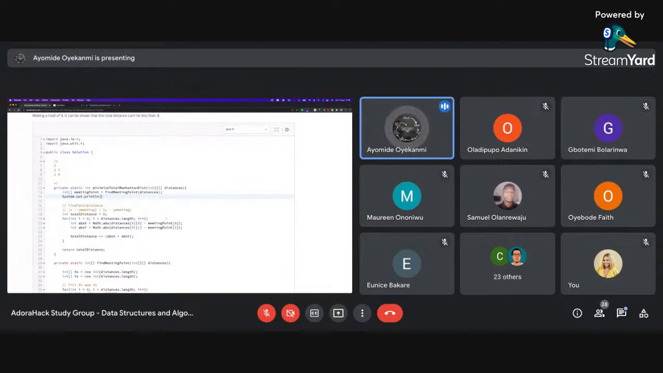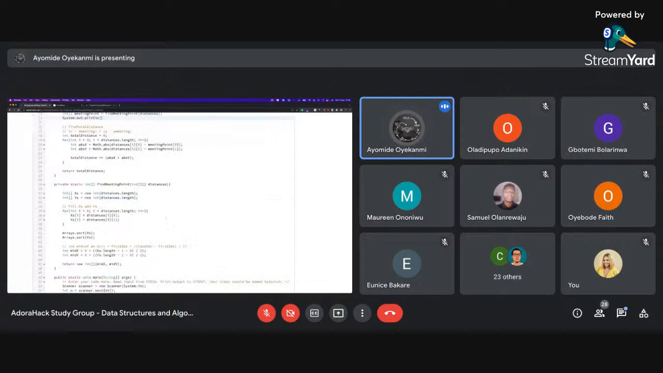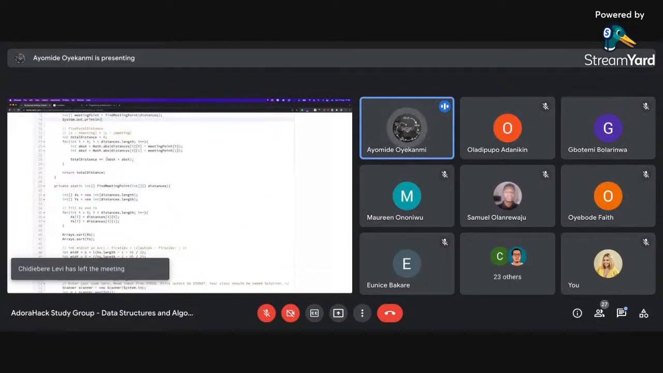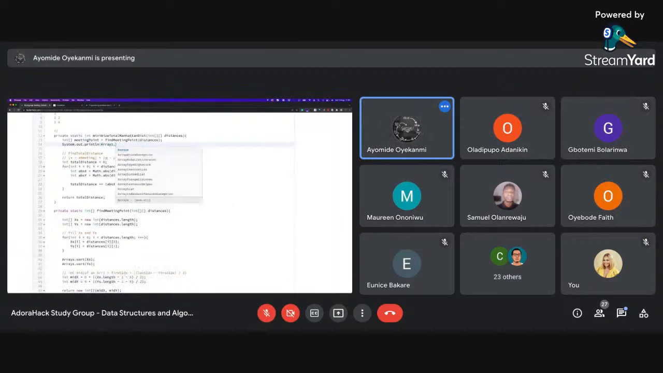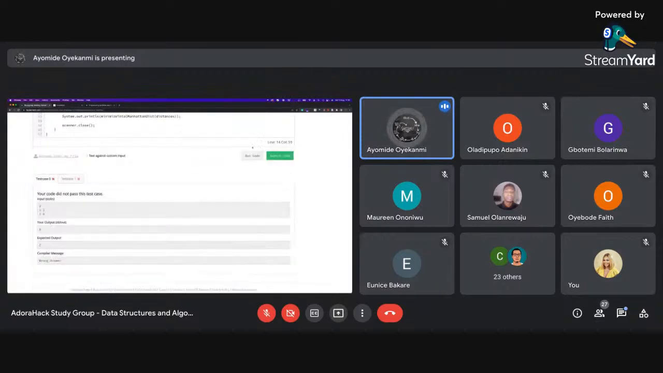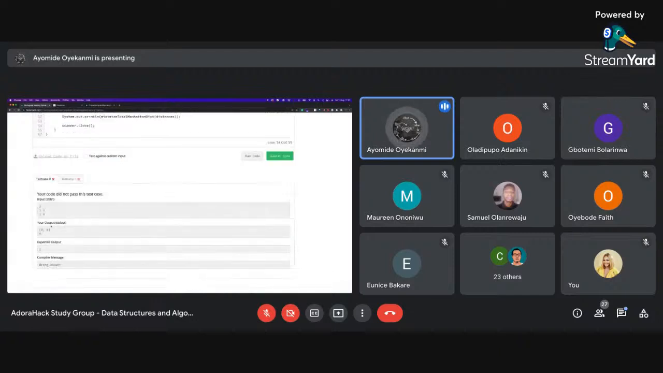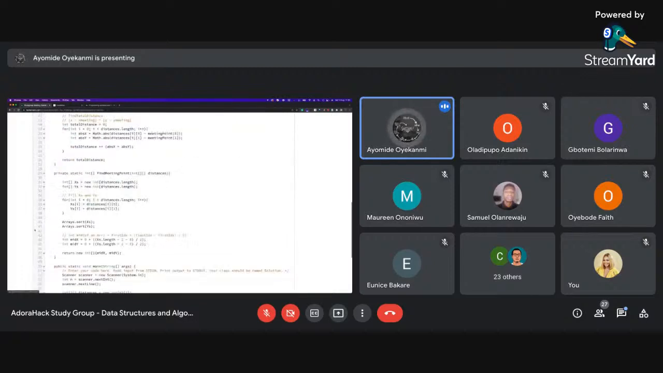How do you print again? How do you print arrays? There's a way to print arrays in Java. Arrays.toString or something. Meeting point. Okay, so I want to first see what the meeting point is. All right, so meeting point is 0, 0. Interesting. So there's something happening here.